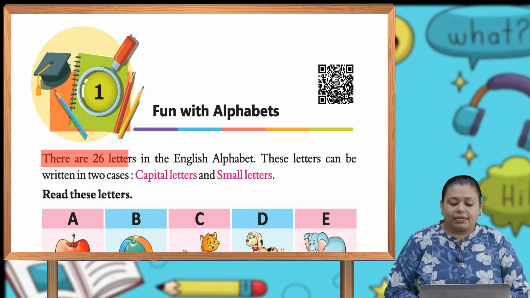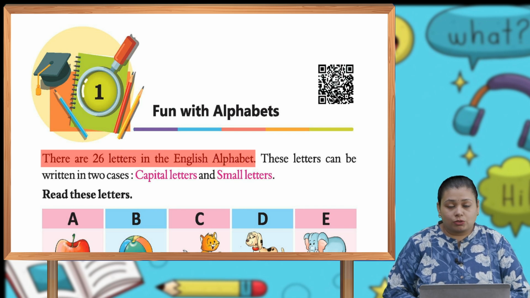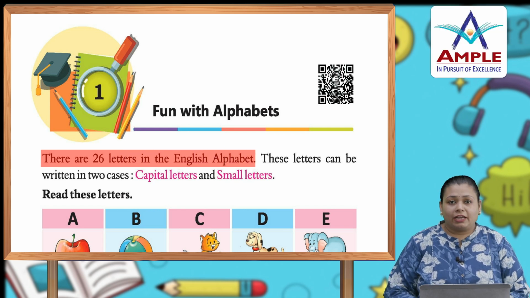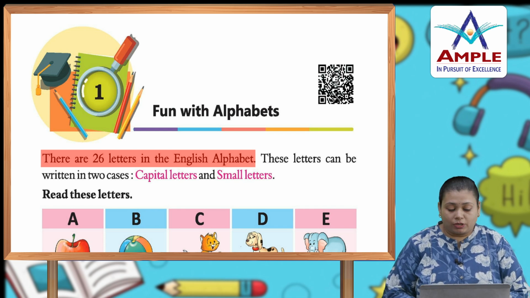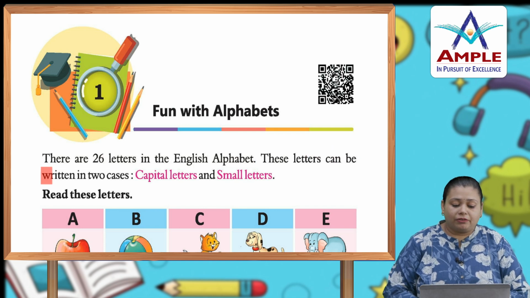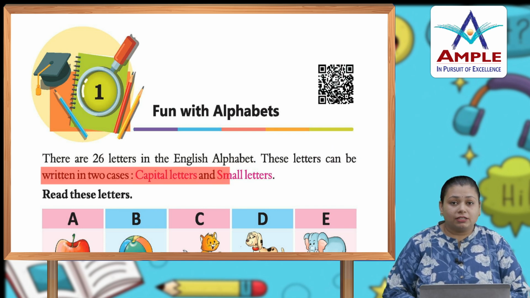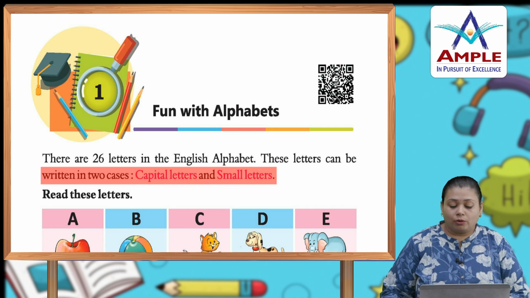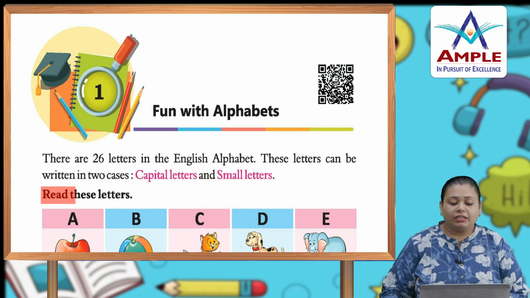There are 26 letters in the English alphabet. So all the letters from A to Z, whatever you read, A, B, C, D, all these letters are 26 in number. These letters can be written in two cases, capital letter and small letter. You have already learned that you can write the alphabets in capital letter and small letter as well. So read these letters.